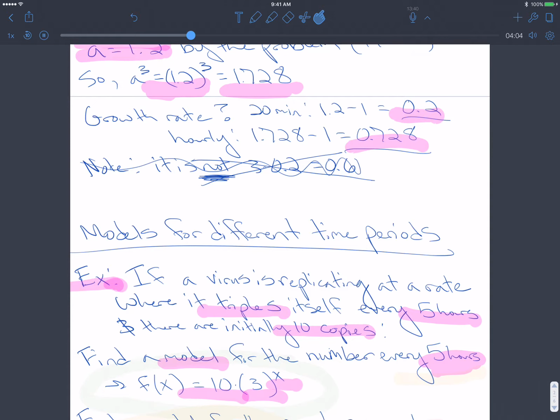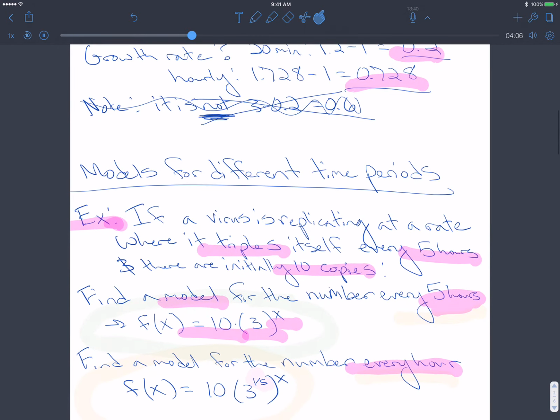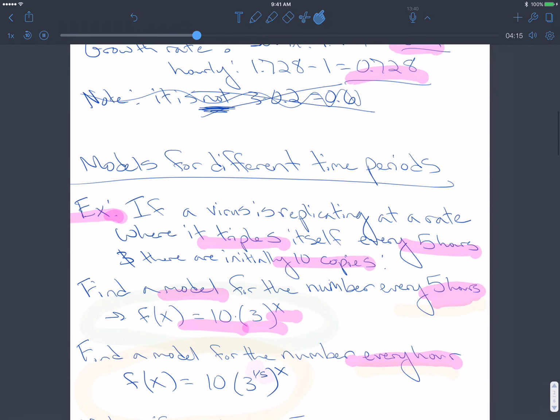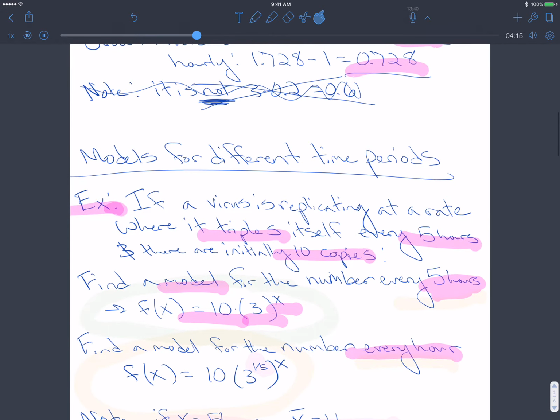Now, if we want to find the model for every hour, this is going the opposite direction. We now have 5 hours going down to 1 hour. Then we need to have an exponent that decreases, and specifically for this one, we're going from 5 to 1. If we go from 5 to 1, we have to divide by 5.